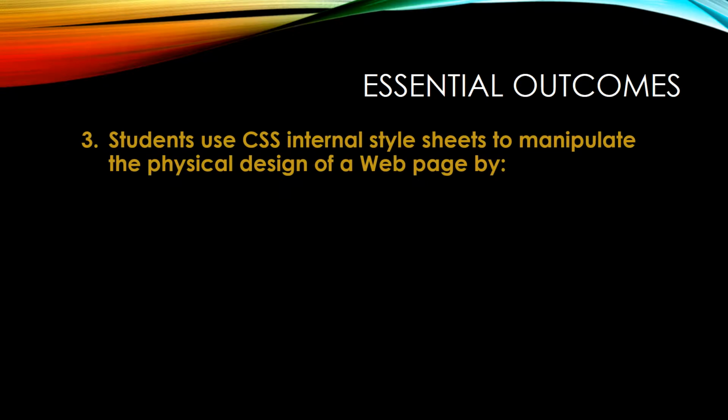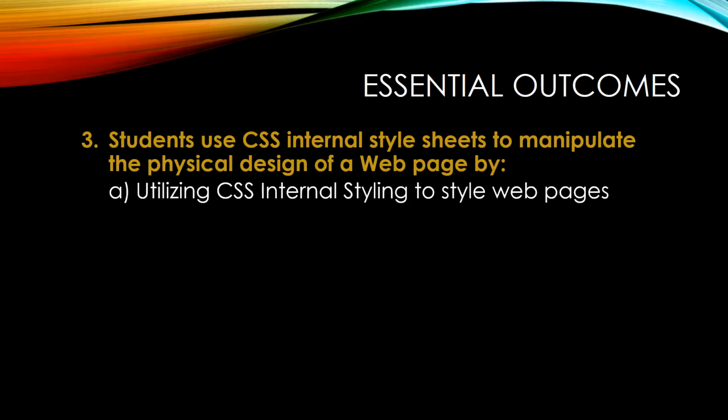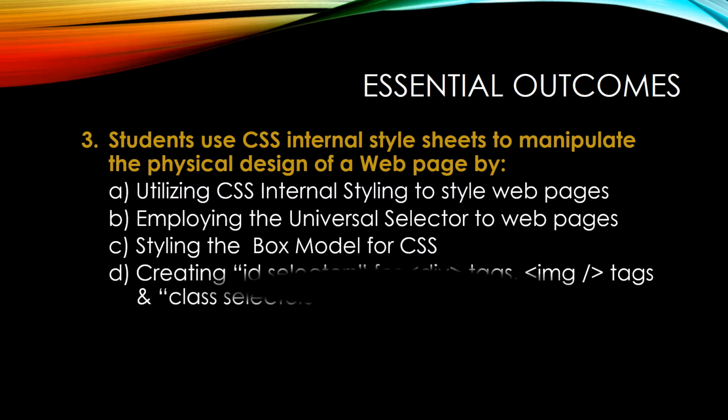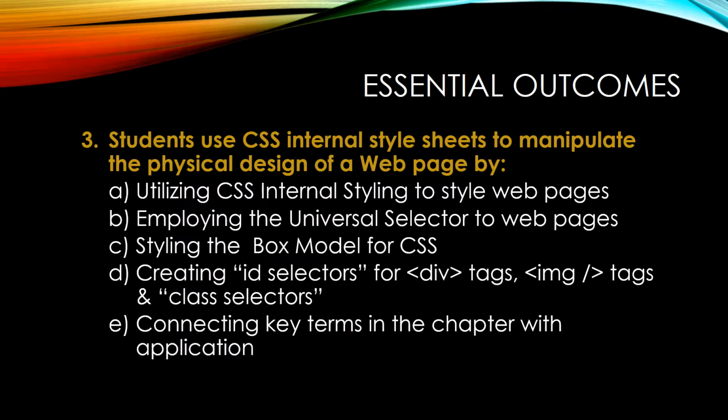The essential outcomes for this chapter: you'll be able to manipulate the physical design of a web page by utilizing CSS internal styling, adding the universal selectors to web pages, styling the new box model for CSS, creating ID selectors, image selectors, and class selectors. You will also be able to connect key terms of the chapter with application.